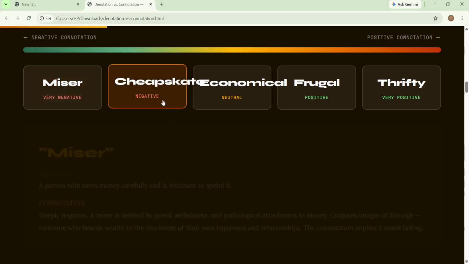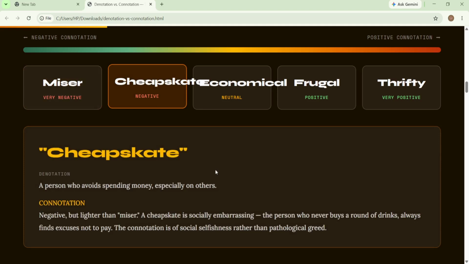Let's take cheapskate. Its denotation is a person who avoids spending money, especially on others. Negative but lighter than miser. Cheapskate is socially embarrassing. The person who never buys a round of drinks, always finds an excuse not to pay.